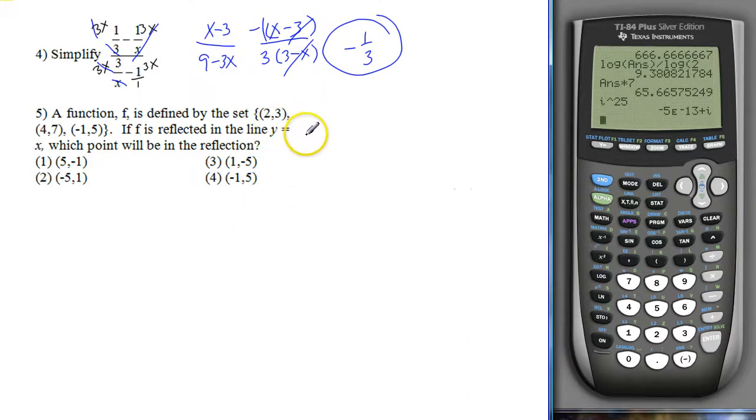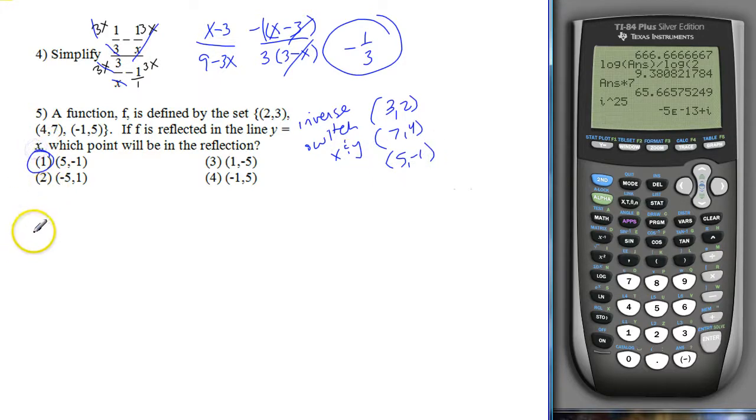Number 5. Reflect in the line y equals x. This means inverse, and you switch x and y. So the numbers I'm looking for would be 3, 2, 7, 4. These are the points. 5, -1, and the one that's listed is 5, -1.